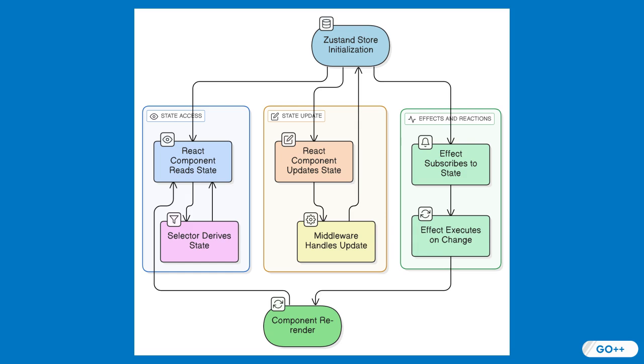Zustand, a minimalistic state management library, steps in here to save the day. It provides a simple API to manage global state efficiently, without the need for extensive setup or context providers. Think of Zustand as a well-organized toolbox, offering everything you need to manage state with minimal fuss. Its architecture centers around a central store, which can be accessed and updated using Zustand's hooks, making it both flexible and powerful for scalable applications.